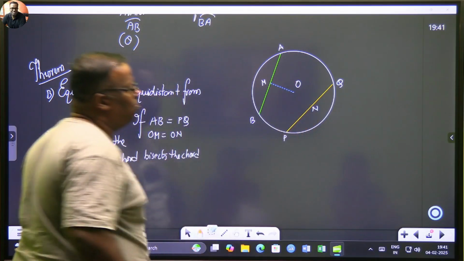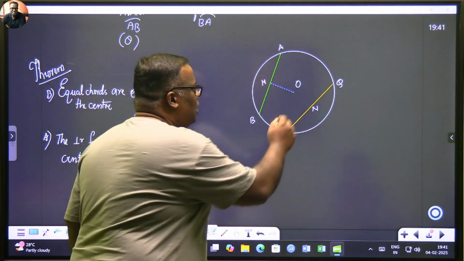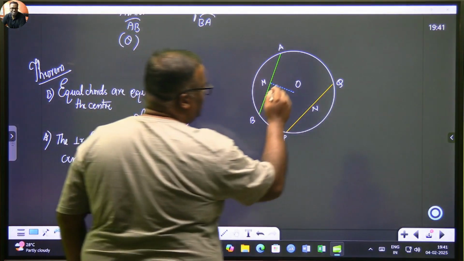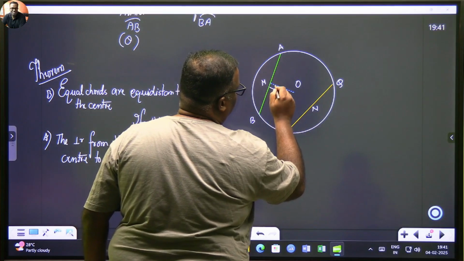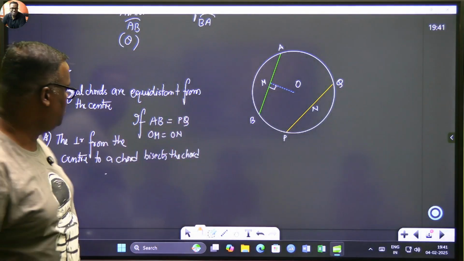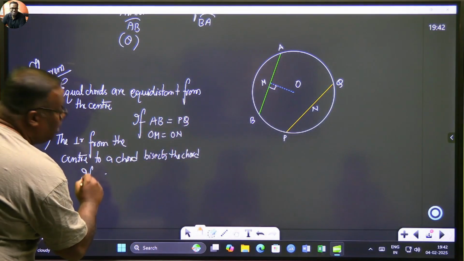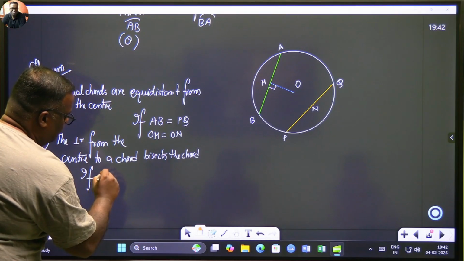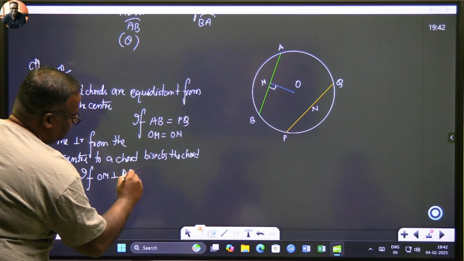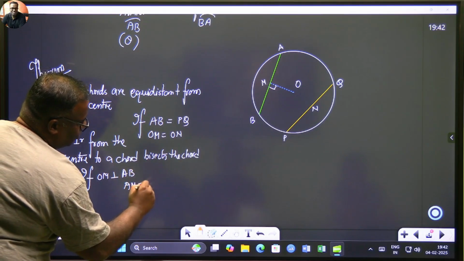We'll come back to it. So imagine for the time being we don't have a PQ. So we are trying to say that the perpendicular from the center to a chord bisects the chord. That means if OM is perpendicular to AB, then AM is equal to MB.